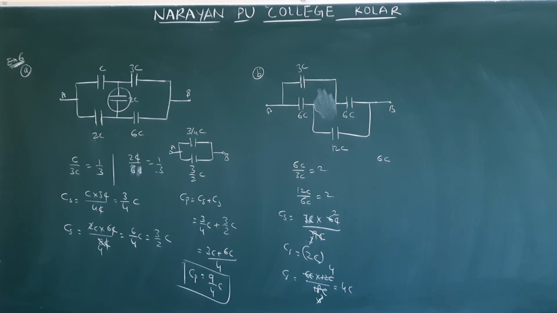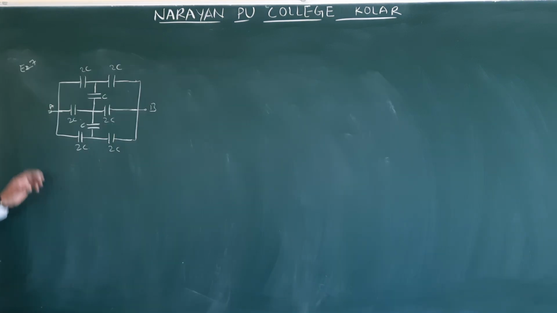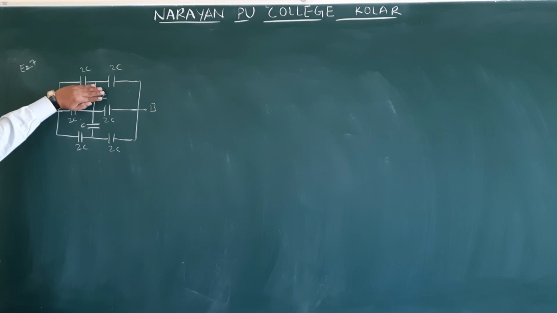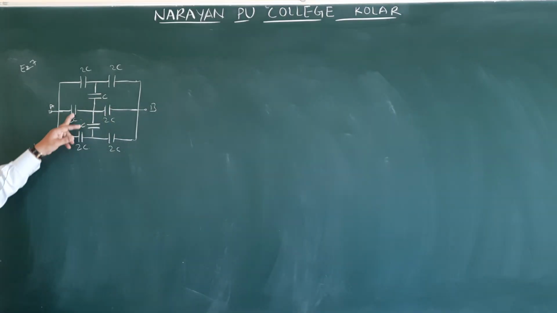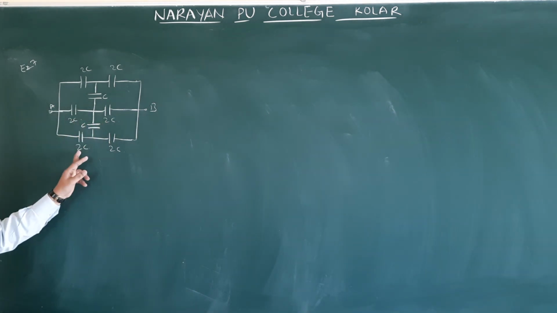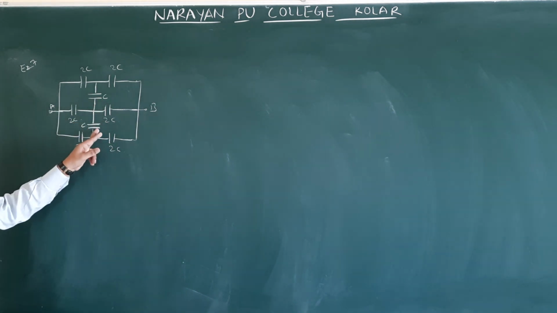Okay. So next we will see example 7. So next is example 7. Here they gave this many capacitors. First we will do this: this is one branch, this is another branch. This is also one Wheatstone bridge, this is also one Wheatstone bridge. Here 2C, 2C, 2C, 2C, 2C, 2C, and this one C, C there.